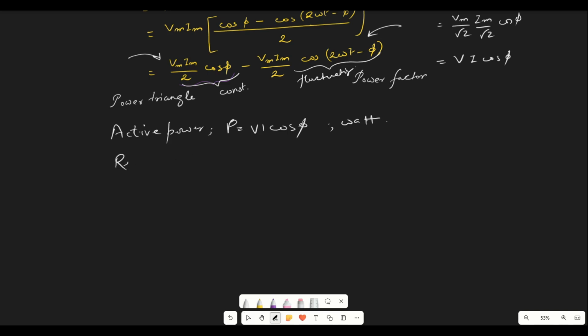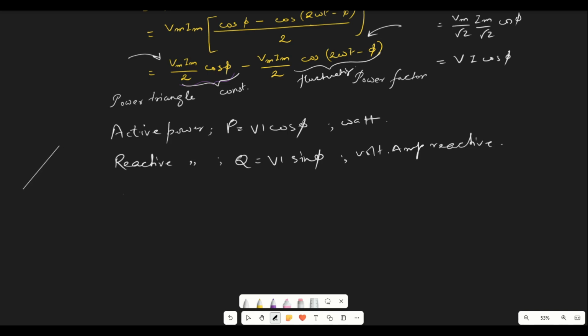Next, from the reactive component we have another component which is known as reactive power. That will be given by Q equals VI sin phi, and the unit here is volt ampere reactive. Okay, then these two are the components.